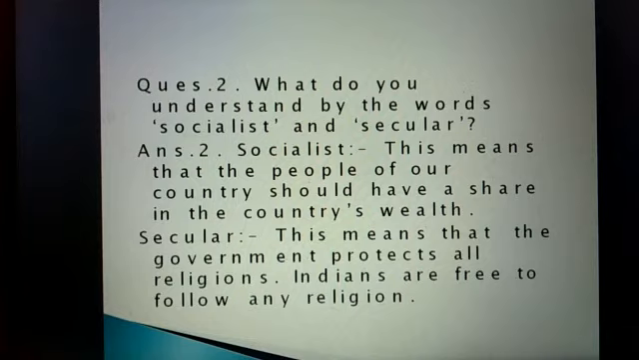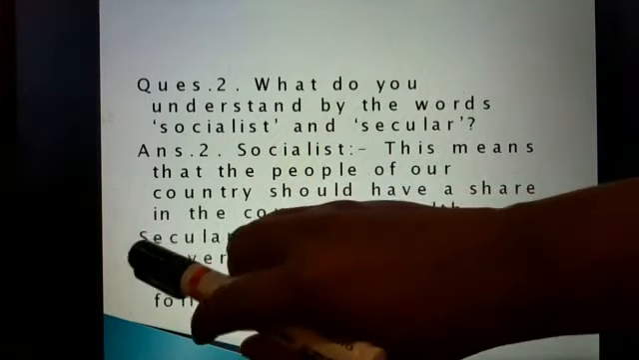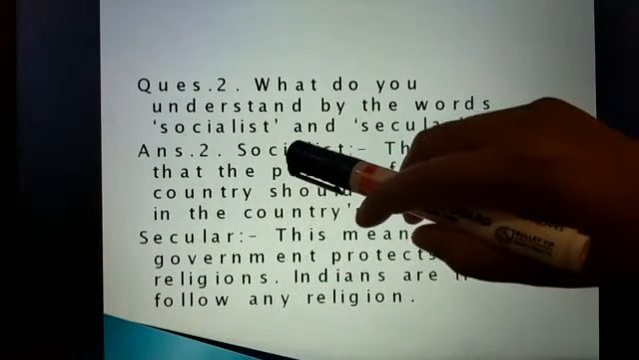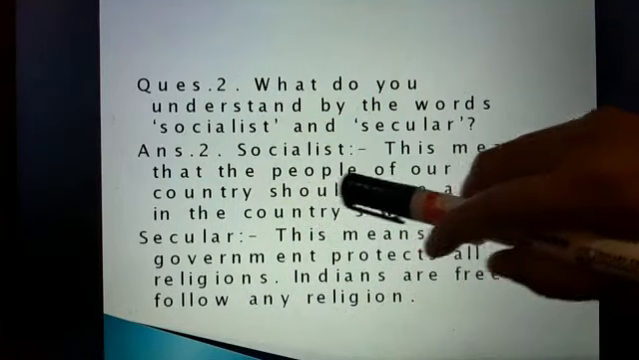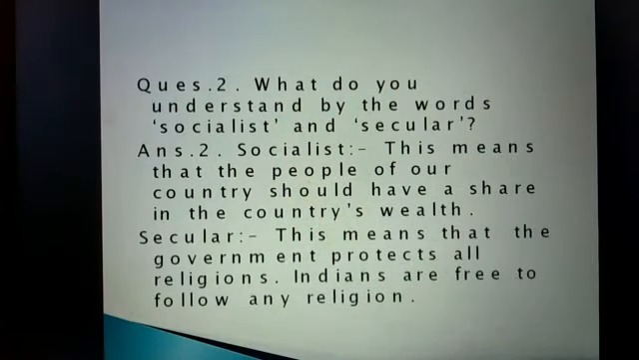Then secular. This also you have to write with a black pen, okay? The words secular and socialist you have to write with a black pen. Rest of these lines you have to write with a blue pen, okay? So, secular. This means that the government protects all religions. Indians are free to follow any religion.